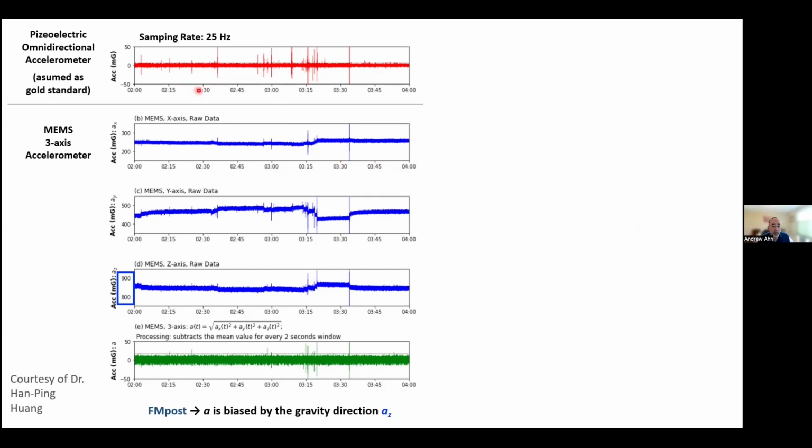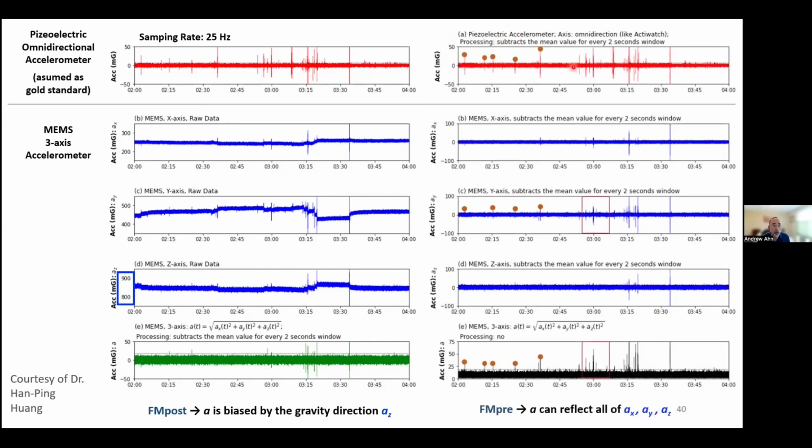So this is an individual. I have to thank Dr. Huang, who is part of our team. He placed an ActiWatch on while also placing a MEMS accelerometer on the same wrist. You can see here how this data looks very similar to this. And what we do is apply the FMpost, and we get this result.